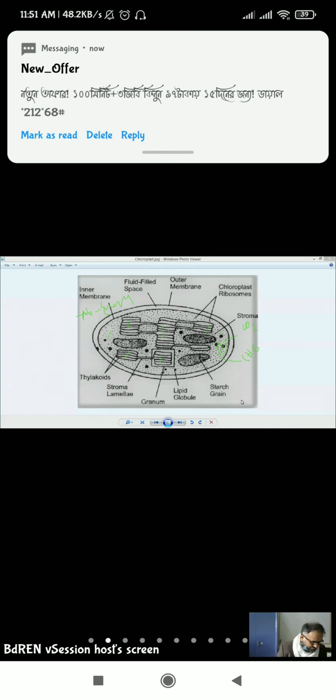Their basic function is to help in photosynthesis. First they absorb energy in the granum or thylakoid, and second, in the stroma, using this energy and with the help of carbon dioxide, they produce carbohydrate. So this is the structure.